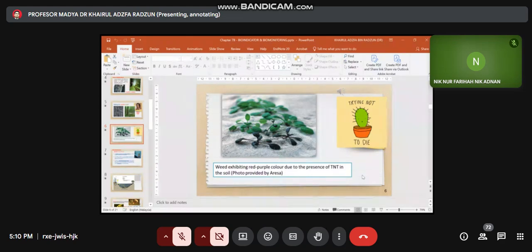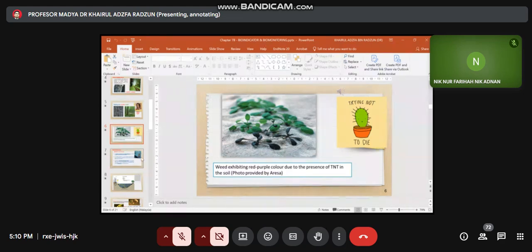So for this particular wheat, it can detect the presence of TNT in the soil, and it will change the green color of the leaf into red purple, depending on the amount of TNT present in the soil.